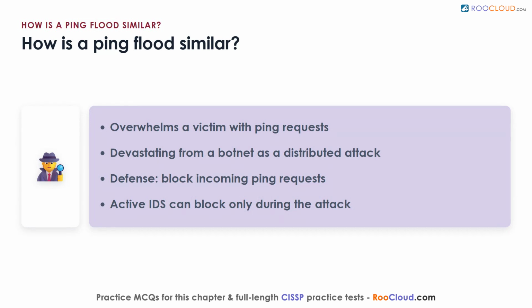The common defense is to block the incoming ping requests, which stops the flood without killing all of the traffic. Active intrusion detection systems can even detect the flood and block those requests only while the attack is underway.